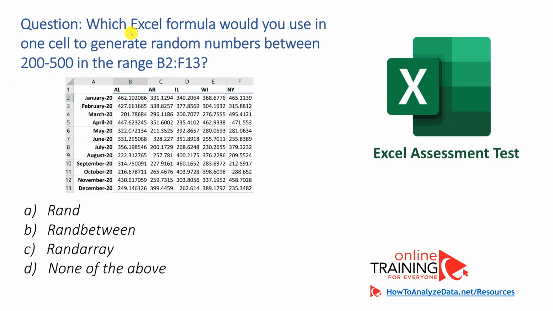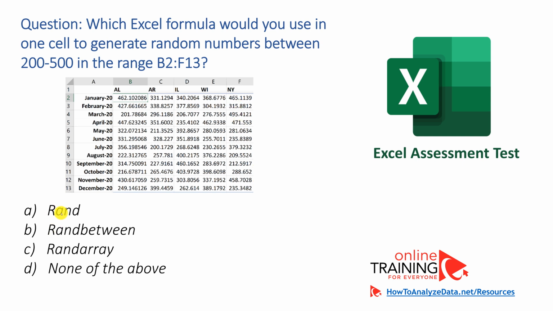Let's look at the question: which Excel formula would you use in one cell to generate random numbers between 200 and 500 in the range between B2 and F13? It shows you a sample of the random values, which have values after the decimal point, and the range we're looking at, between B2 and F13, populated with numbers in the predefined range.